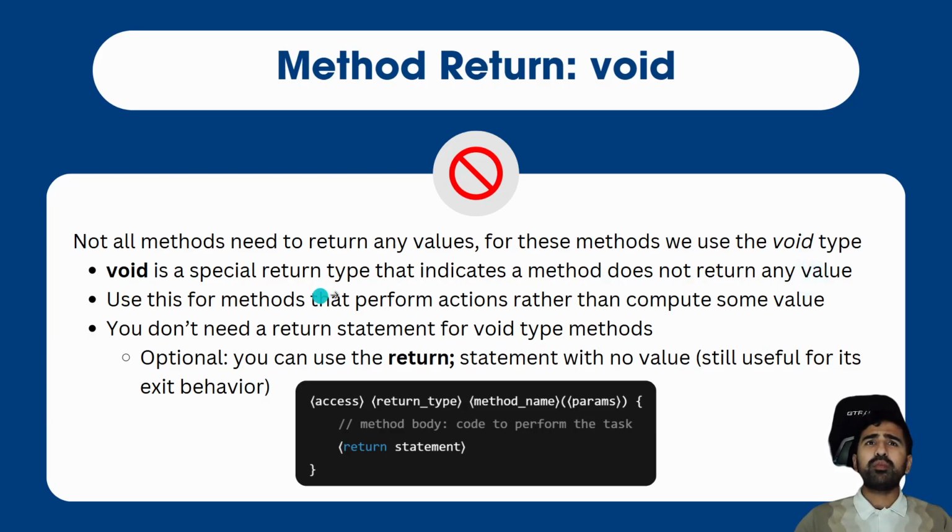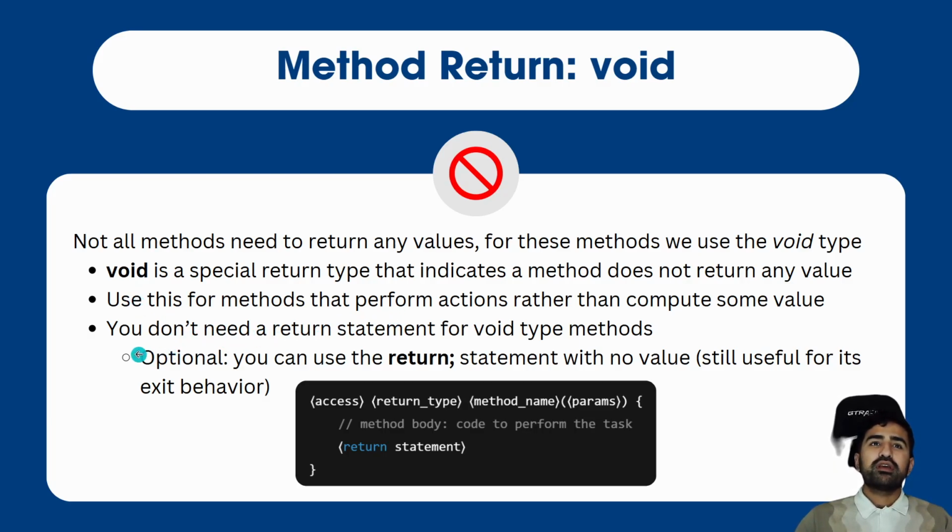Well, it turns out not all methods need to return something. Some methods just do stuff, but we don't need them to shoot out a value to us. It doesn't always make sense to have a return type. In this case, you would use the void return type. This is a special return type that indicates a method will not return any value. So you have to explicitly tell Java, hey, I don't have a return, so I'm going to put void to let you know. Otherwise, Java would be like, well, what's going on here? So use this for methods that perform actions rather than compute some value. If you don't need to hold on to the value or reuse it, then you don't need a return.